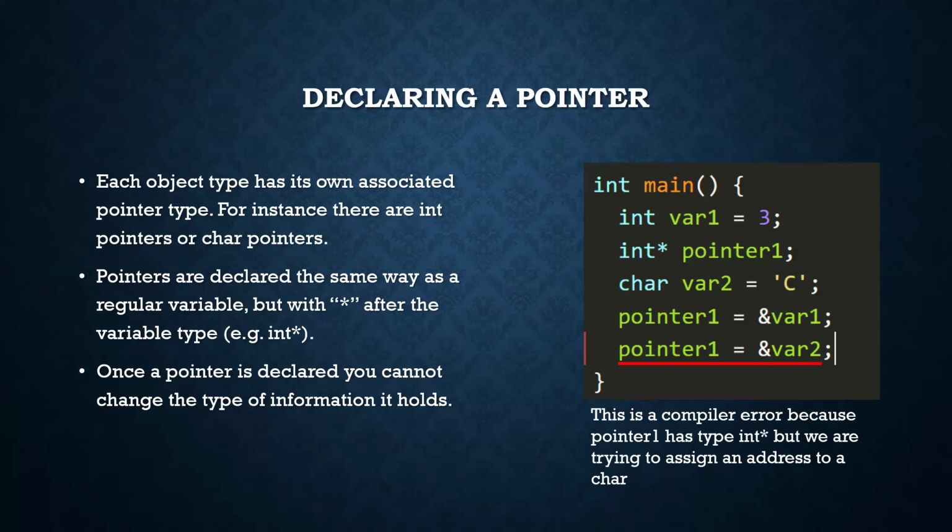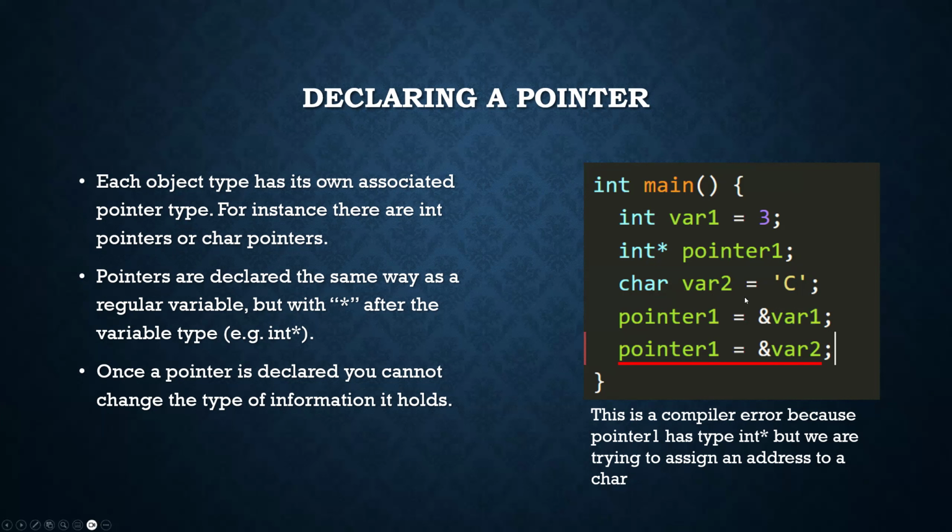So when you're declaring a pointer, you have to declare a pointer of a specific type. All right, so each object type has its own associated pointer type. For instance, there are int pointers or there are char pointers. There are also pointers for any other object that you declare, like any sort of struct or class. Pointers are declared in the same way as a regular variable, but you're just going to add an asterisk to the variable type. As you can see, I have an int star, and that will be an integer pointer. And once a pointer is declared, you cannot change the type of information it holds. So it can only point to an integer or a char, whatever you declare it to be.